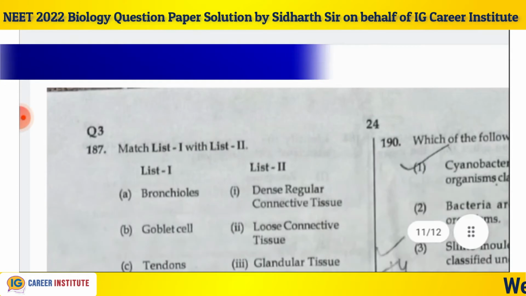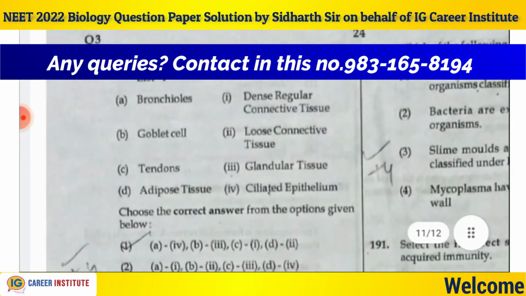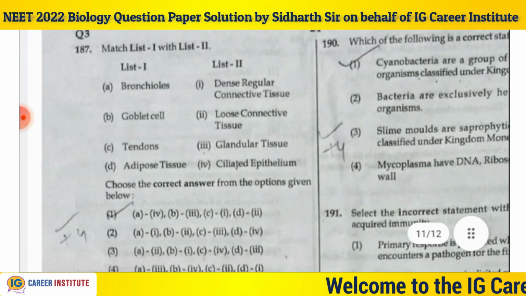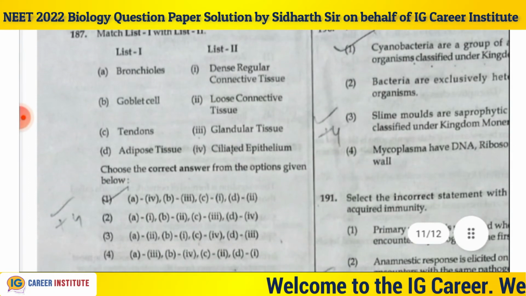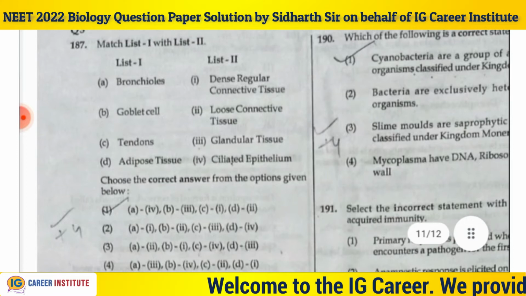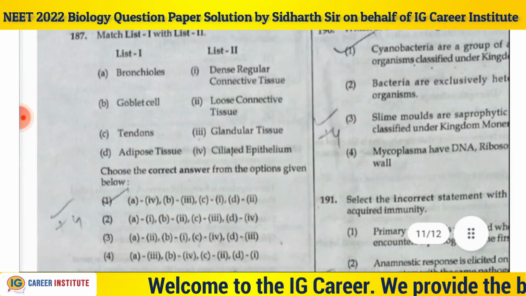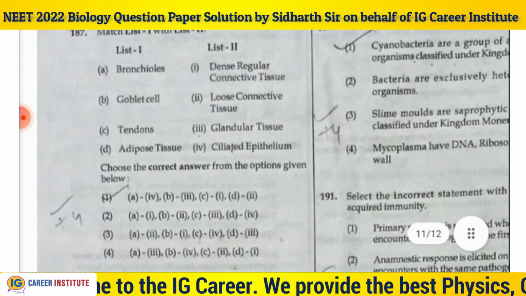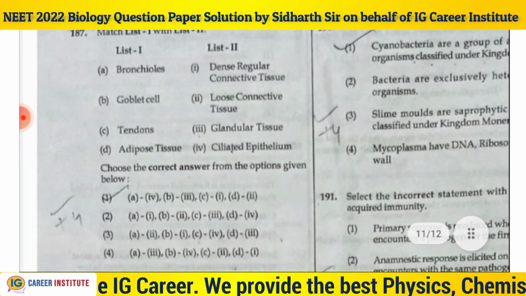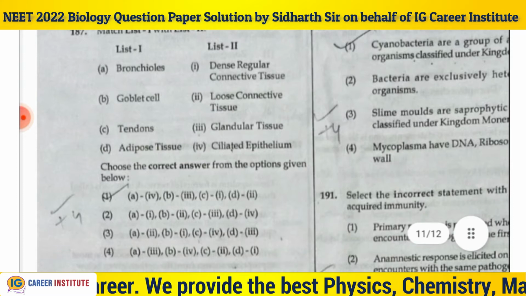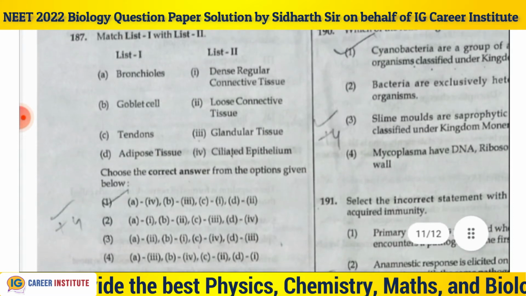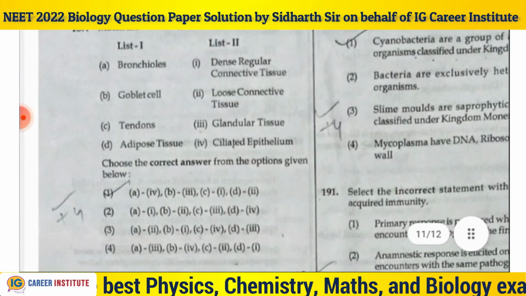Now let's come to question 187. Again, match the following. Bronchioles. So in bronchioles you have ciliated epithelium. Goblet cell is glandular tissue. Tendon is dense regular connective tissue. Adipose is loose connective tissue. Again NCERT based question. 187, option 1.